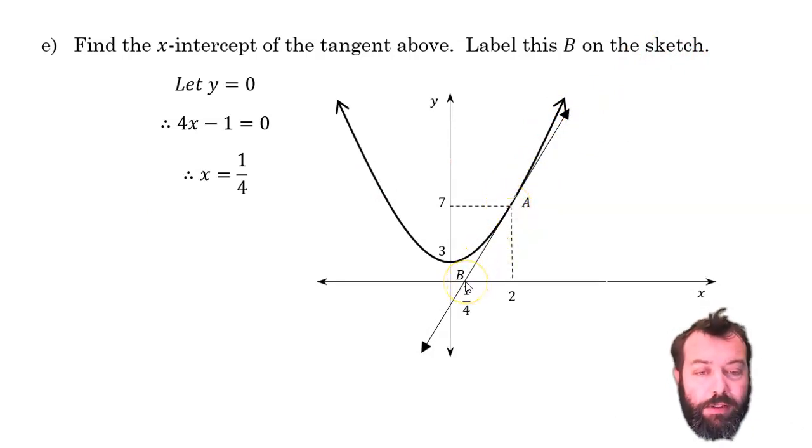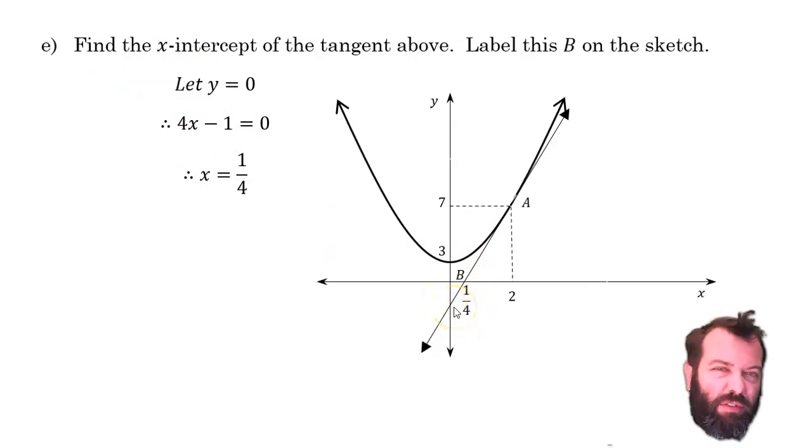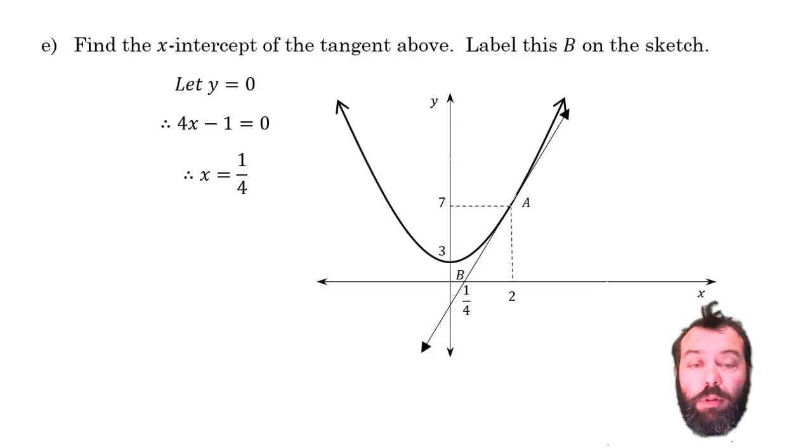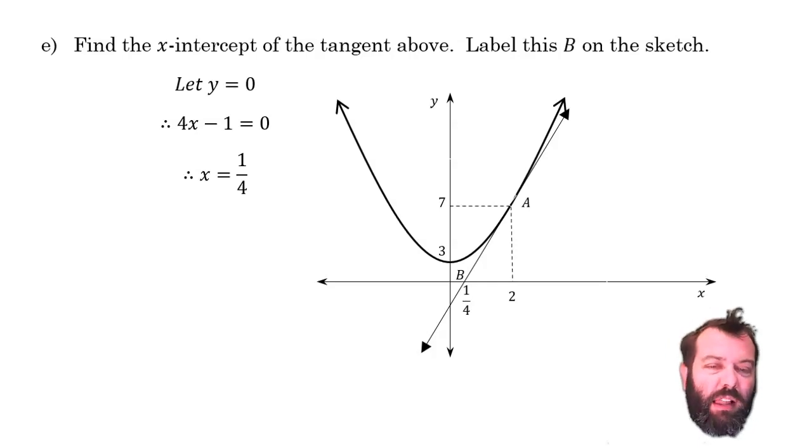It has an x-intercept at 1/4. And I guess it's got a y-intercept of -1 as well. I haven't labelled that; it turns out I don't really need to in this case. Typically you label all your intercepts, but this diagram does get a little bit complicated, so I left it off. So there's my tangent at A, which is where x equals 2.